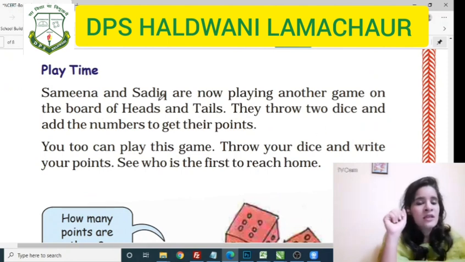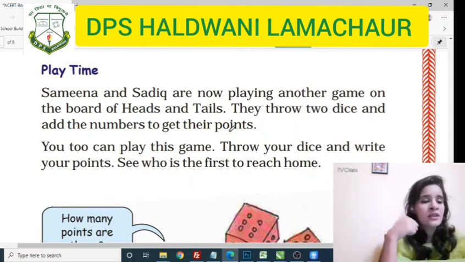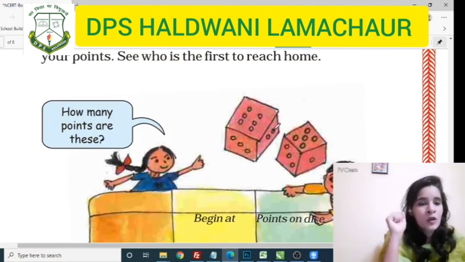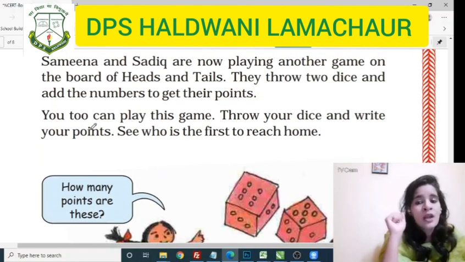Playtime. Sadiq and his friend are now playing another game on the board of heads and tails. They throw 2 dice and add the numbers to get their points. Now instead of using a coin, they are using dice. You must have seen this dice at your home. You must have played Ludo with it. आपने लूडो खेला होगा इससे. You too can play this game. Throw your dice and write your point.